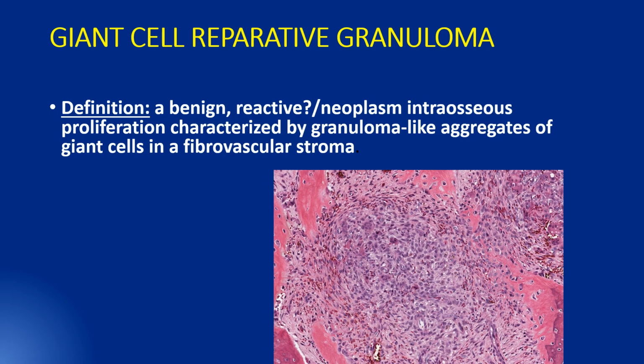Another benign giant cell lesion of the bone is giant cell reparative granuloma. Giant cell reparative granuloma is benign, previously considered a reactive process, but with new molecular findings is considered to be a benign neoplasm with characteristic findings of granuloma-like aggregates of giant cells in fibrovascular stroma.